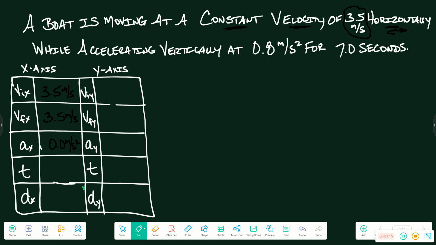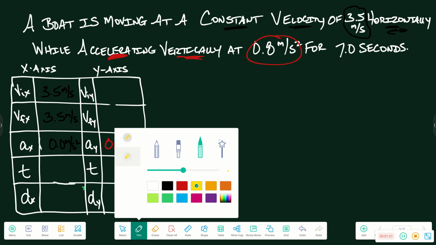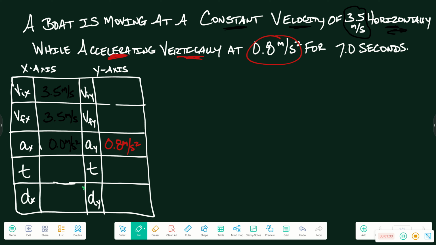Okay, so now it says that it's accelerating vertically at 0.8 meters per second squared. Well, we know the vertical axis is y, so it's 0.8 meters per second squared. Okay, for 7 seconds. So 7 seconds, because time doesn't happen in a vacuum, is going to be the time for both the x-axis and the y-axis.